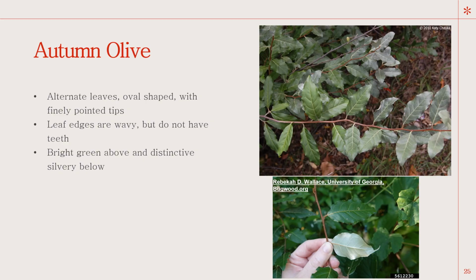So autumn olive will have alternate leaves. They're a long, elongated football is kind of how I think about them, with a fine point at each end, so it kind of tapers into a tip. The leaf edges are wavy, but they do not have any teeth along there. And they are really distinctive in the growing season. They're dark green on top, and then the undersides of the leaves are very silvery.